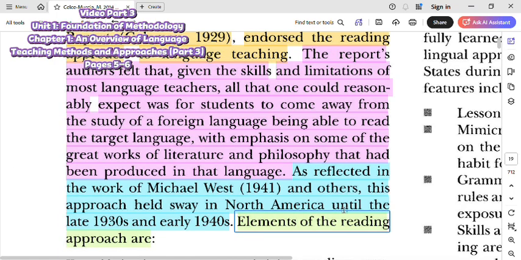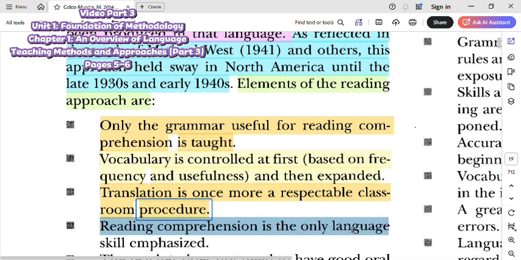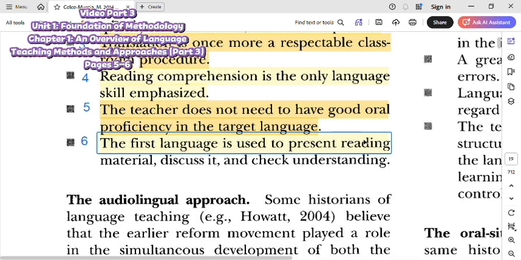Elements of the reading approach are: Bullet point 1. Only the grammar useful for reading comprehension is taught. Bullet point 2. Vocabulary is controlled at first, in brackets, based on frequency and usefulness, and then expanded. Bullet point 3. Translation is once more a respectable classroom procedure. Bullet point 4. Reading comprehension is the only language skill emphasized. Bullet point 5. The teacher does not need to have good oral proficiency in the target language. Bullet point 6. The first language is used to present reading material, discuss it, and check understanding.